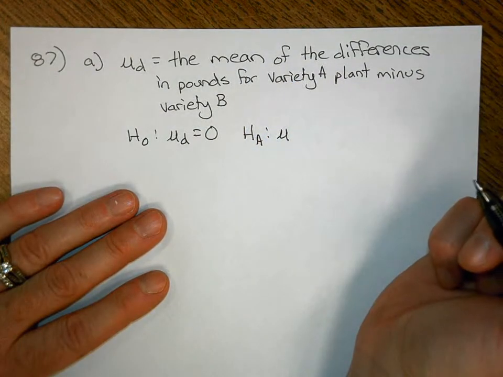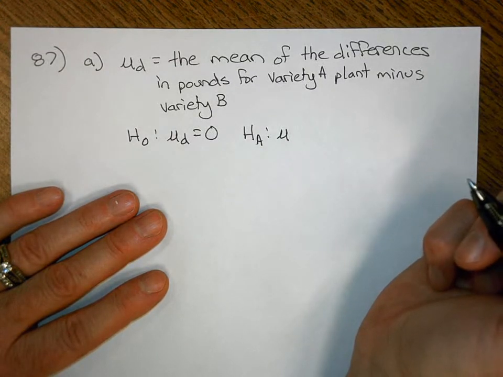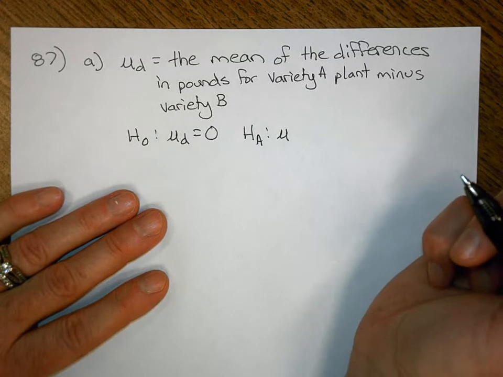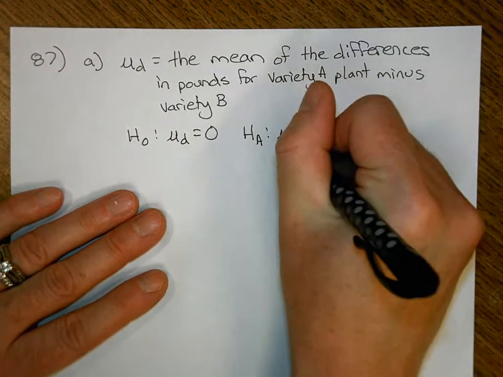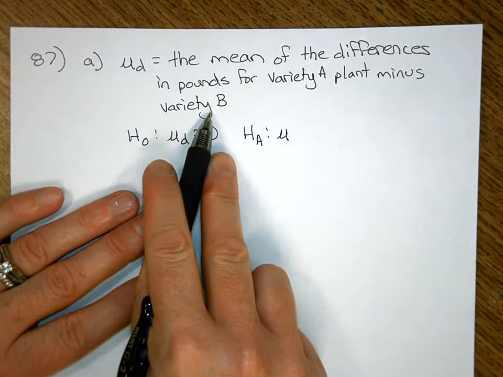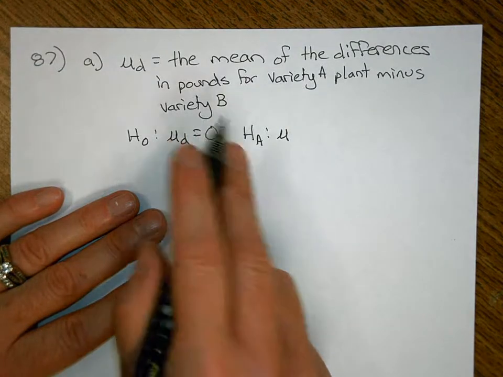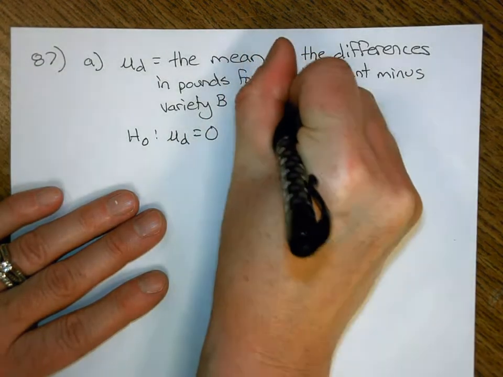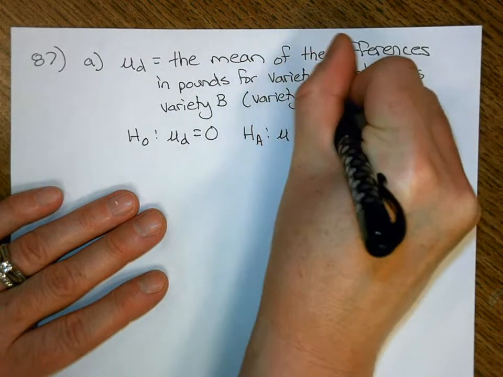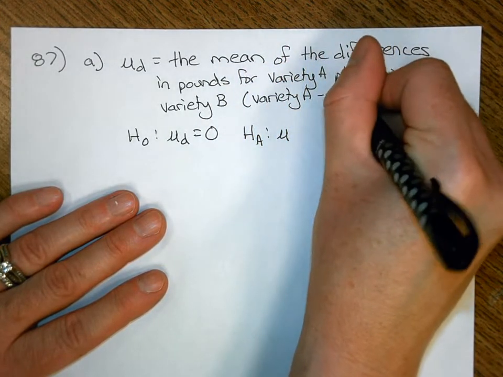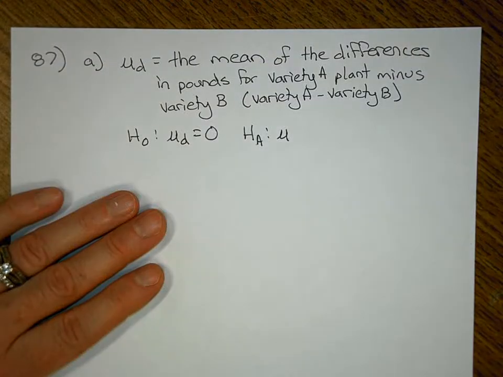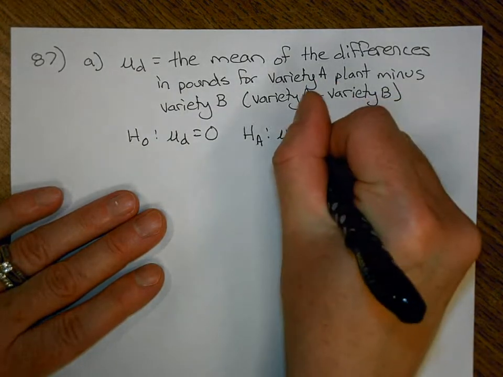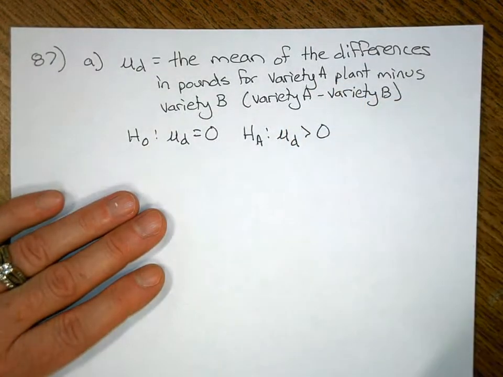I'm rereading really quick. The researchers suspect variety A has a higher average yield. That just means that they weigh more, I believe. So the mean difference, how did we subtract it? They did variety A minus variety B. So if we took all of our A's, which are supposed to be higher, and subtracted all the B's, we should end up with a positive difference. So that mu sub d should be greater than 0.